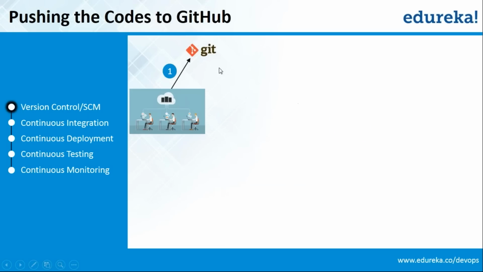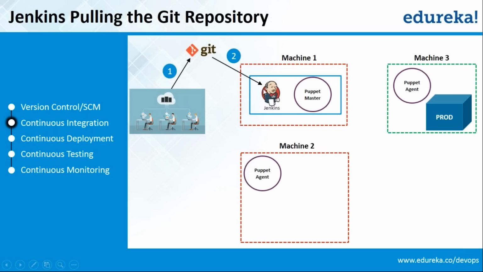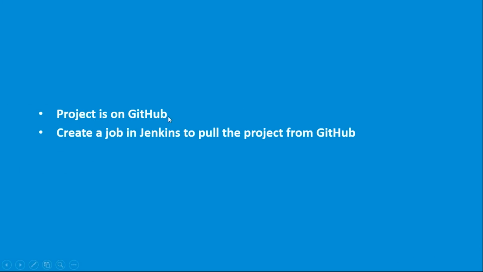So the first thing is my project is already there on GitHub. Whatever the developers made, the project they pushed to GitHub, using Jenkins I can pull it onto machine 1. I'll just create a simple Jenkins job which will pull this project from GitHub. And on machine 1, you can see my Puppet master is running, and on machine 2 and machine 3, the Puppet agent is already running. So if you don't have Git, Jenkins, Puppet all configured, no need to worry. Just follow the video mentioned over here and you can set all these up on your system as well. Okay, so let's go ahead and get the project using Jenkins onto machine 1.